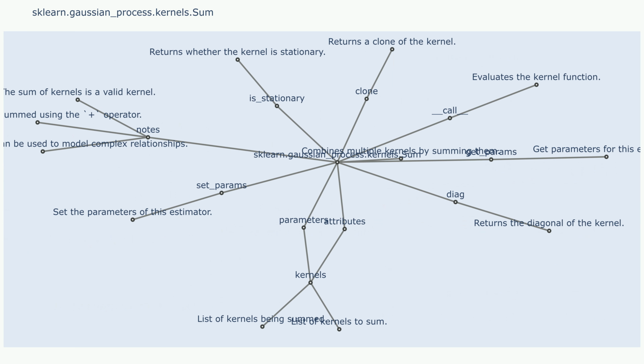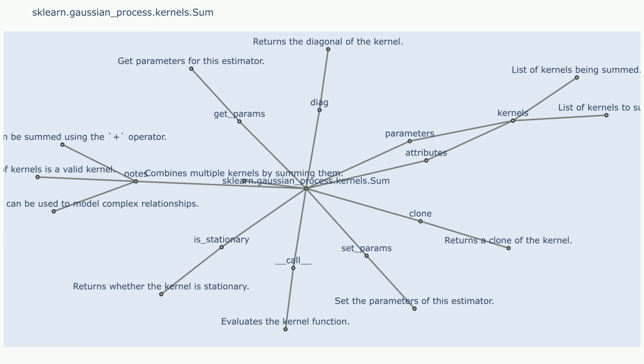Key types of kernels in sklearn. Sklearn provides several built-in kernels, each with distinct properties and applications. Let's explore some of the most common ones. 1. RBF, radial basis function kernel. Formula: exp(-||x1 - x2||^2 / (2 * length_scale^2)). Key parameters: length scale controls the smoothness of the resulting function. Smaller values indicate faster oscillations and less smoothness, while larger values lead to smoother curves.